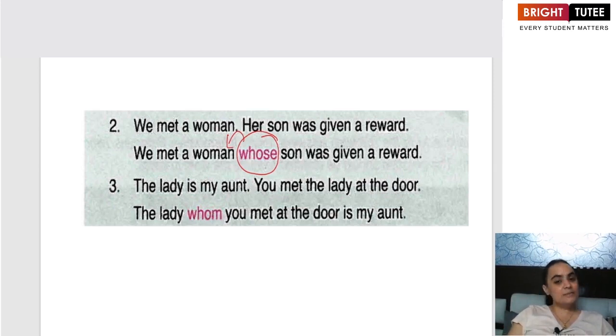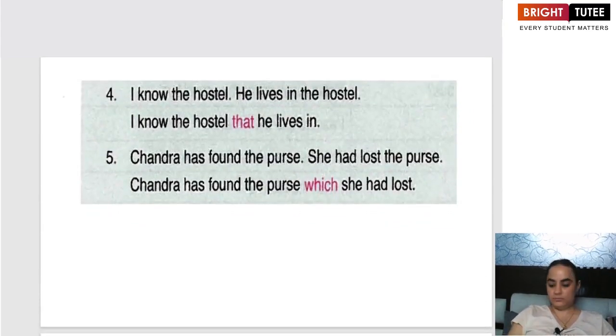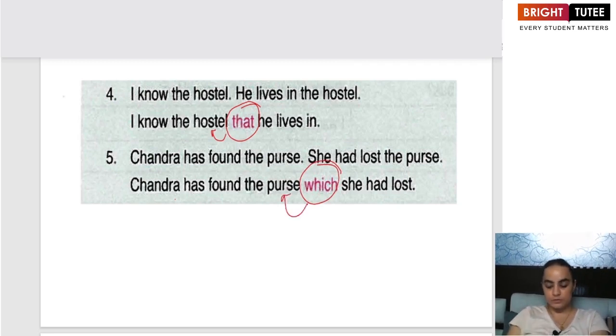The lady is my aunt. You met the lady at the door. So the lady whom you met at the door is my aunt. So whom is used for the lady. I know the hostel. He lives in the hostel. So I know the hostel that he lives in. Here that is used for the hostel. Chandra has found the purse. She had lost the purse. So Chandra has found the purse which she had lost. So this which is used for the purse.